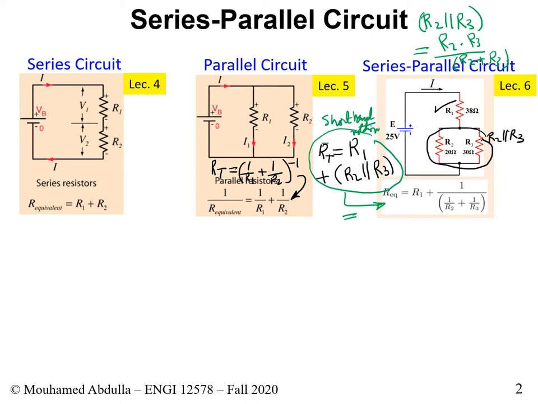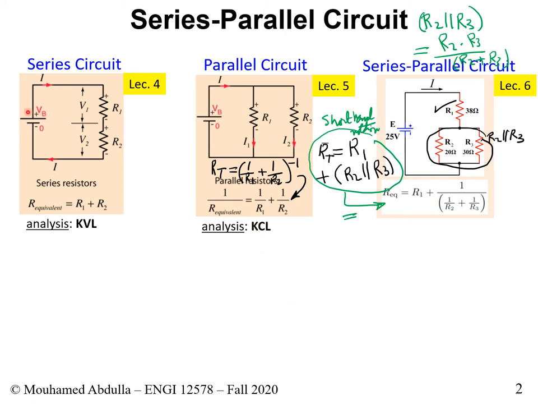At any rate, this is how you evolve from a series circuit to a parallel circuit to a series parallel circuit. If we now look at it in terms of analysis, what are the tools that we typically use with each of them? If you recall from lecture 4, if you have a series circuit, the tool that we use to do the analysis is KVL, Kirchhoff's voltage law. If we have a parallel circuit, we use KCL, Kirchhoff's current law. Right, so the current comes in and it is split, and that's why we use KCL.